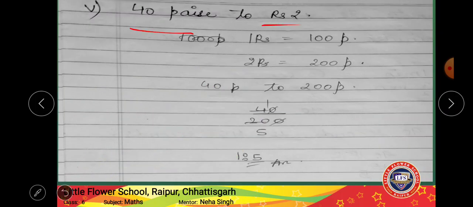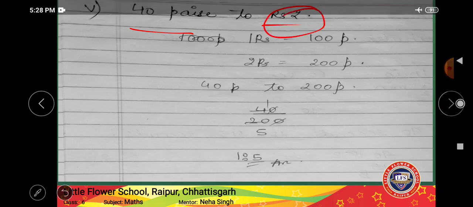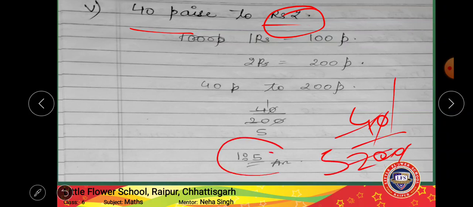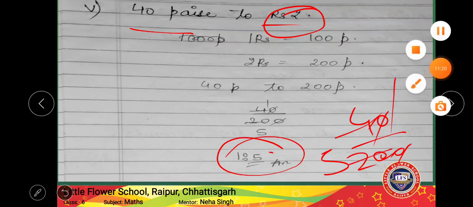₹40 to 2 rupees. 1 rupee equals to 100 paise, so 2 rupees will be 200 paise. Now I'll cancel 40 upon 200. Okay, simply 4 ones are 4 fives are 20, so the ratio will be 1:5.